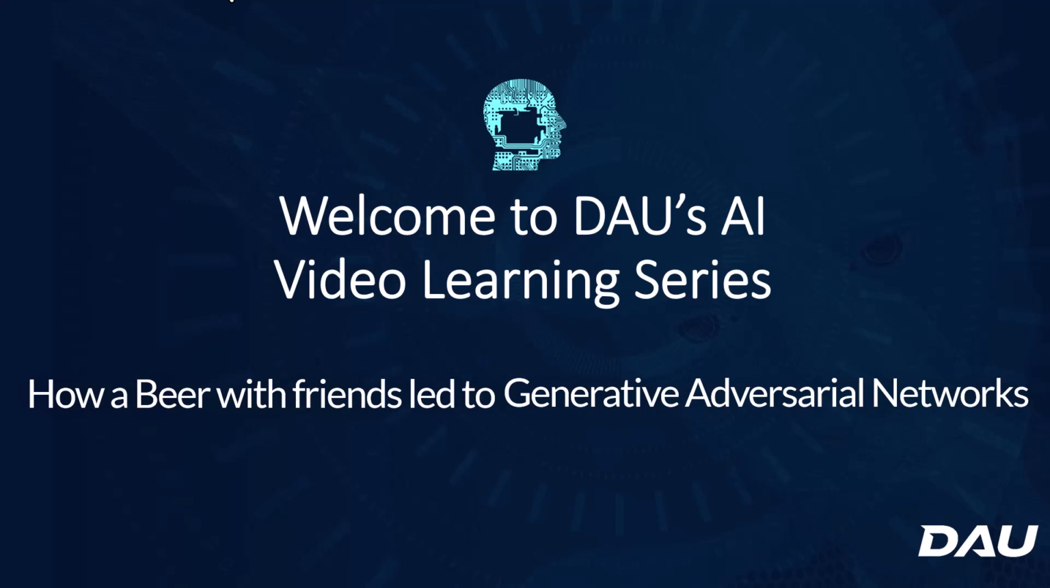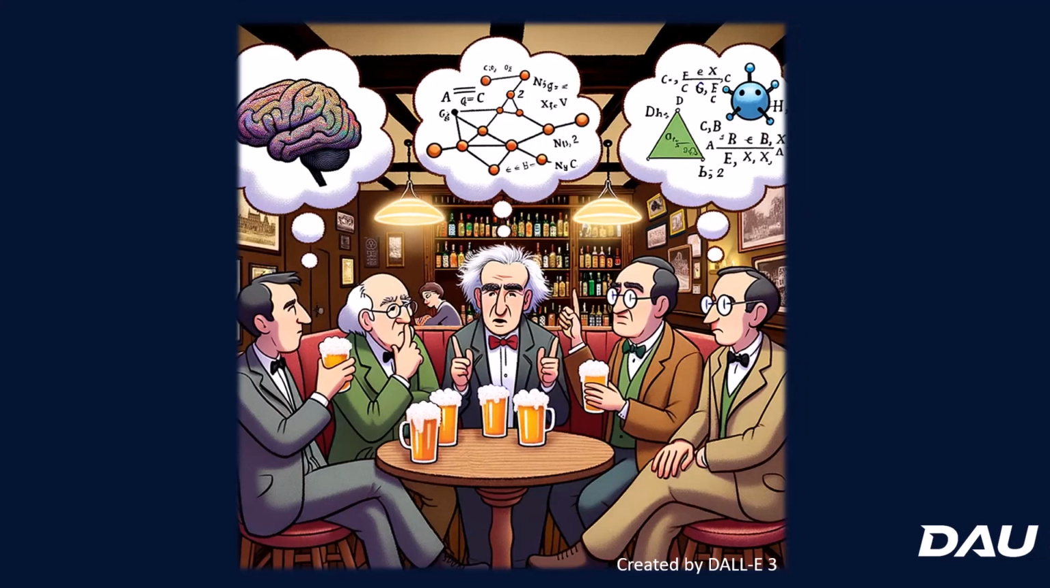Today we're going to discuss how a beer with friends led to a brawl between two neural networks, which became known as Generative Adversarial Networks. All right, so as the story goes, Ian Goodfellow and his friends went out for drinks at the bar. Now, Ian had the idea to pit two neural networks against each other, placing them in a kind of competition where they would learn from each other.